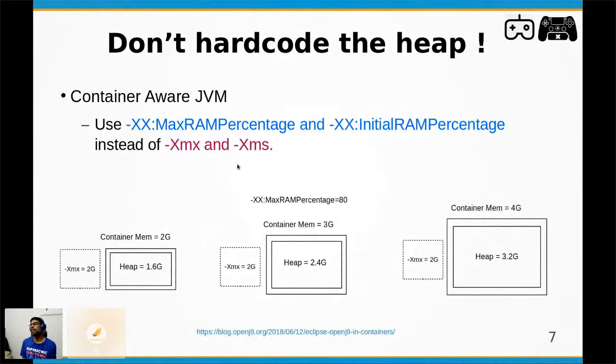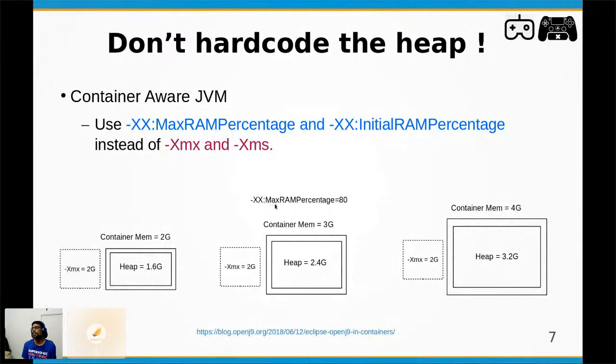So a better option instead is to use -XX:MaxRAMPercentage. The first thing to note here is that all the recent JVMs, starting from Java 8 onwards, are all aware of containers. So it's called the Container Aware JVM, and new options have been added called MaxRAMPercentage and InitialRAMPercentage, which replace the Xmx and Xms. The advantage with this is that it sets the size of the heap as a percentage of the limit that has been imposed on the container.